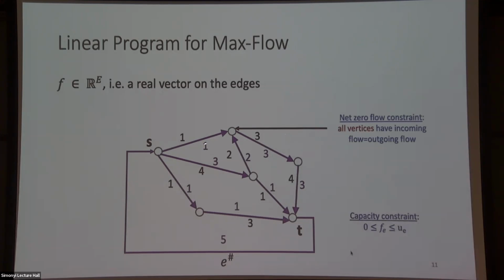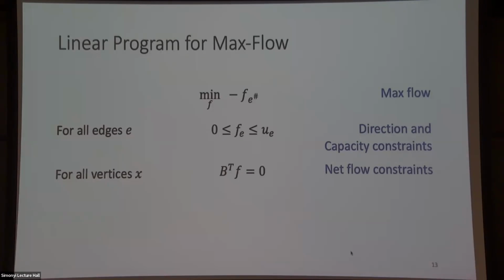You look at the flow incoming, that's 1 and 2, that's equal to the outgoing flow here, 3. Right? All of us with me? Great. So now our goal is easy: just route the maximum flow on the single edge, E sharp. Like on the single edge. So I can capture this using a linear program. This is one of the easiest examples of a linear program.